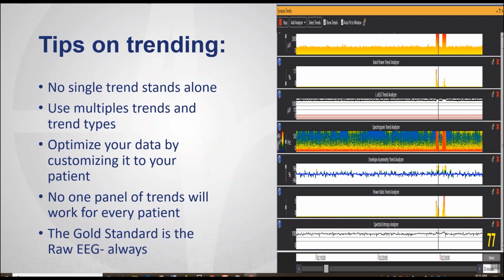The golden rule, of course, is the raw EEG is the gold standard. The only purpose of the trends is to help draw your attention to that raw EEG.